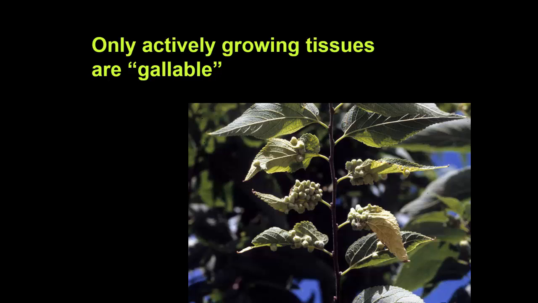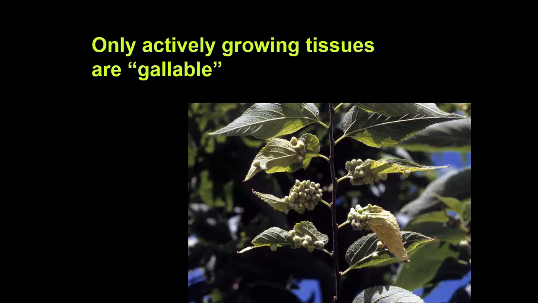So in this case, we see that hackberry nipple gall psyllid example, where the central leaves were growing at a time when eggs were being laid, and the actively growing leaves were very susceptible to be turned into galls.